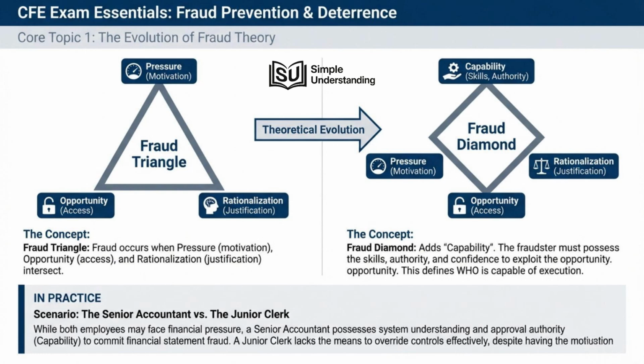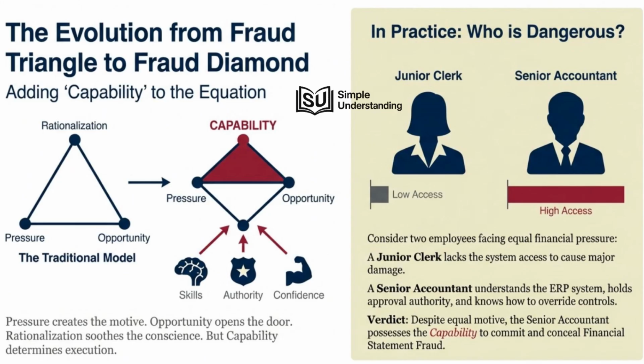Pressure creates motivation. Opportunity allows access. Rationalization justifies the act, and capability determines whether the person can actually execute and conceal the fraud. In real organizations, many employees experience pressure and rationalization, but only a few have system access, technical knowledge, and authority to override controls. For example, a senior accountant under financial pressure who understands the accounting system and has approval authority is far more capable of committing financial statement fraud than a junior clerk.